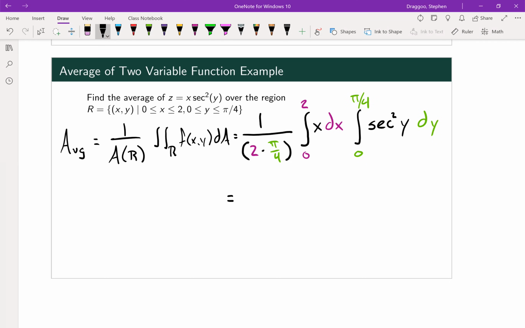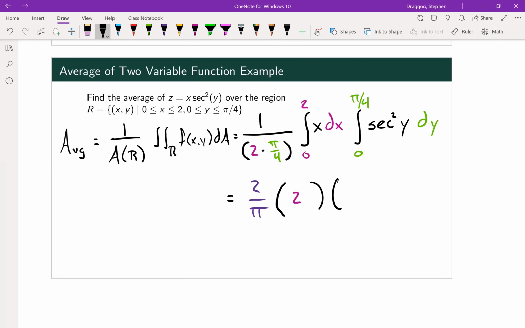All right, and simplify this thing where we can. 2 times pi over 4 is going to be pi over 2, and then 1 over that is going to be 2 over pi. So let's put that in. We're integrating x from 0 to 2. So that'll be x squared over 2 from 0 to 2. So 4 over 2 minus 0. That part will simplify to just 2.